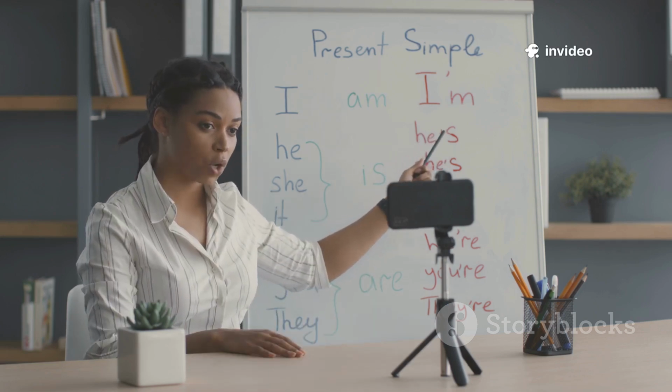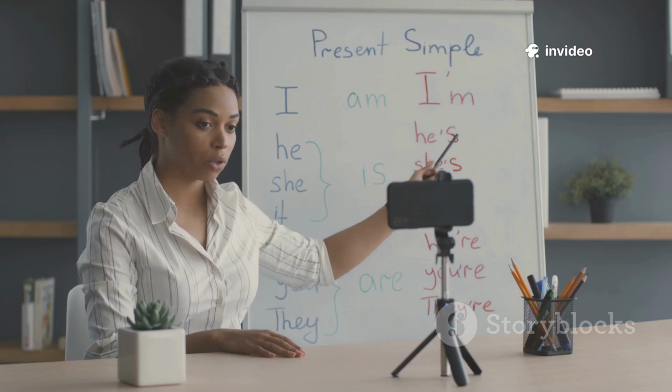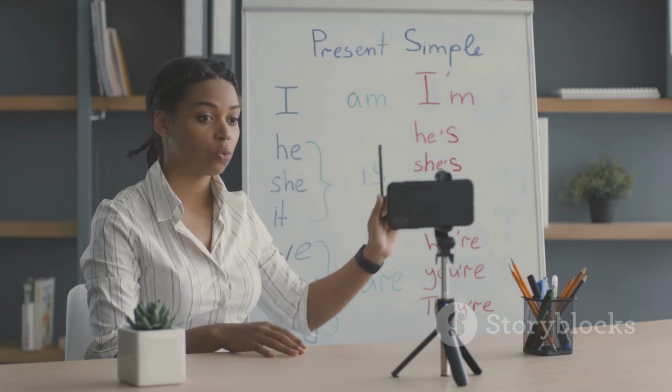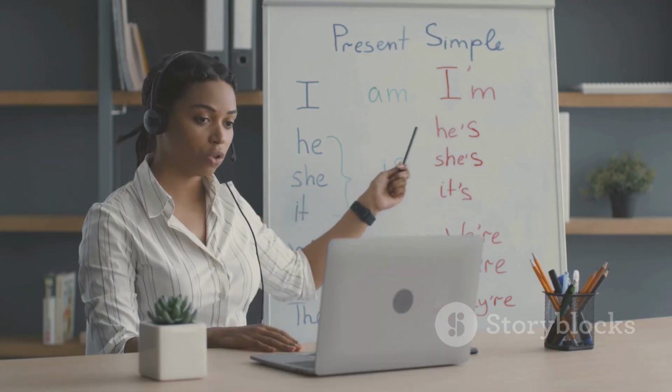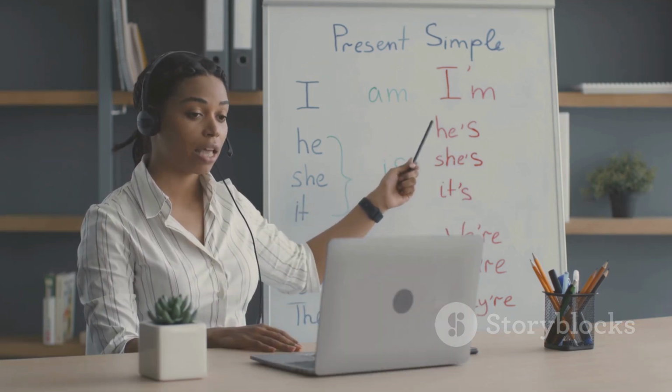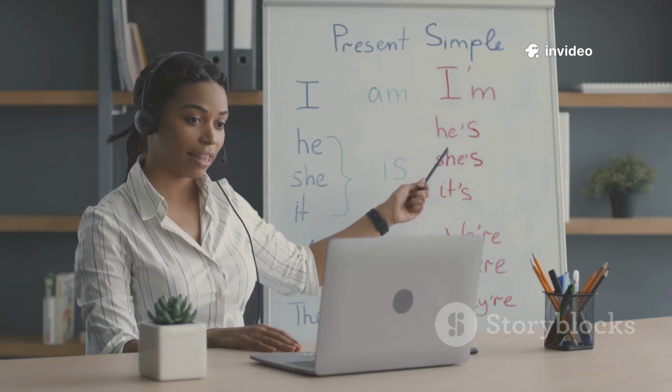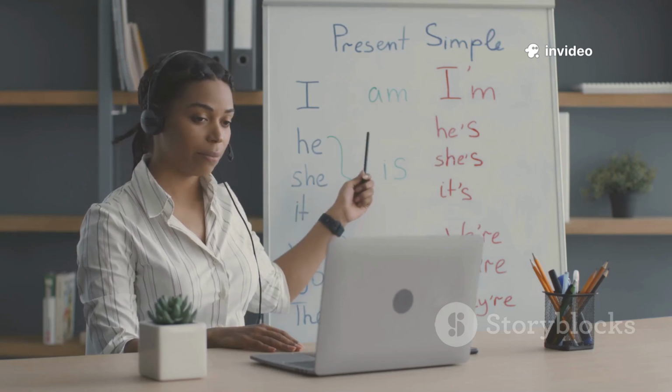Ambos usan la forma base del verbo. Nunca agregues s o ing. This is a fundamental rule that applies to both will and be going to. Always use the base form of the verb, regardless of the subject or tense. Adding suffixes like s or ing will result in grammatically incorrect sentences.